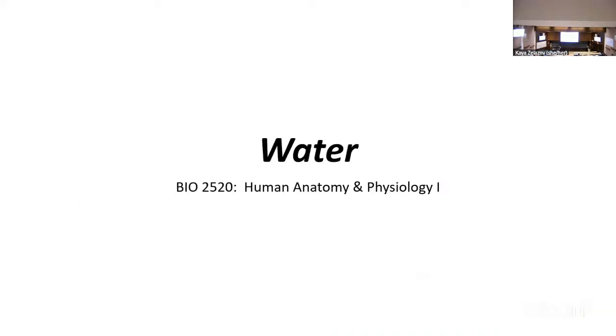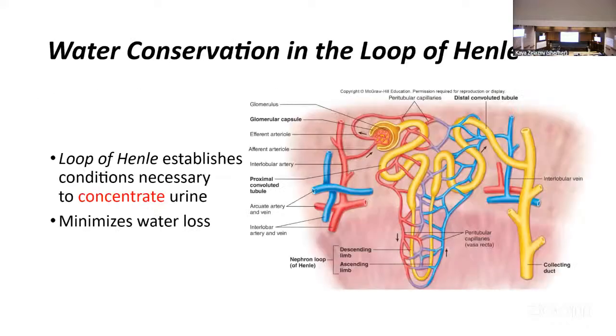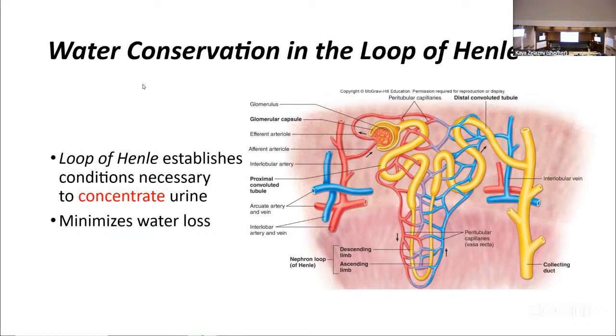Okay. So we're going to move on to thinking about water next. We're going to start out by mentioning some of the relevant structures to our water balance and identifying this concept of balance. So when we're thinking about water conservation and water movement, we're going to be thinking about the loop of Henle. So that's this loop here.